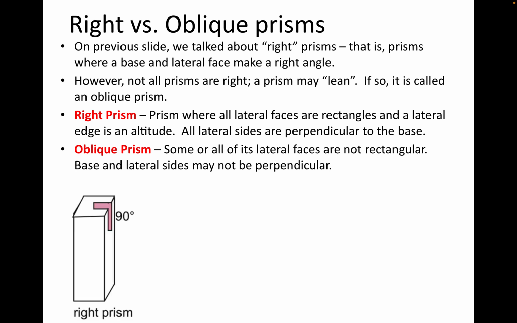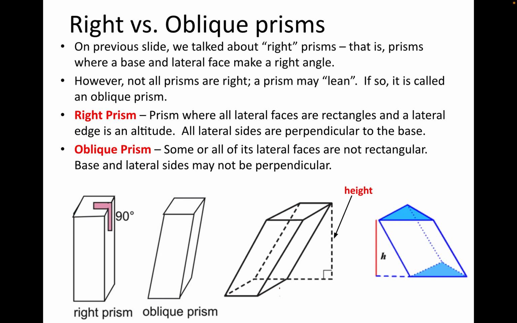So there is a right prism. Again, it kind of looks like a box. At least this one, because it is a rectangular right prism, has a 90-degree angle there. Here's a similar prism that is an oblique prism, that does not have a 90-degree angle.